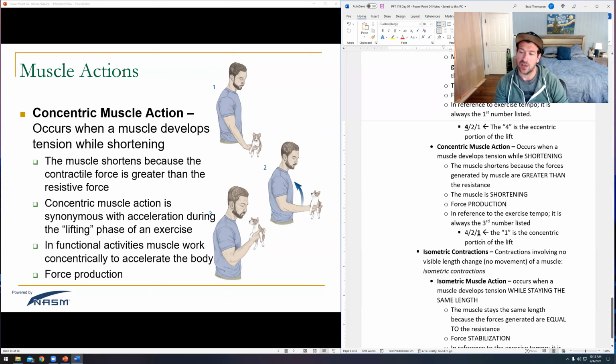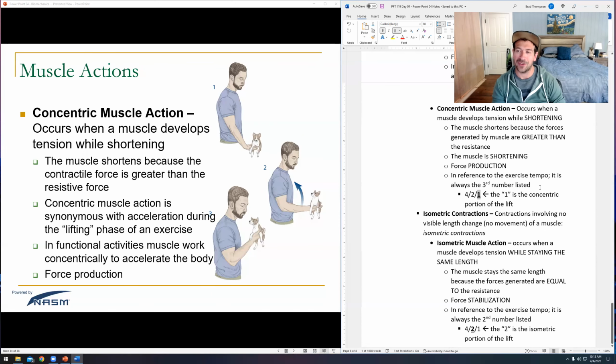So this is always our 3rd number whenever we're listing this, because they need to be on opposite sides of things, concentric and eccentric. So the 1, in a 4-2-1 tempo, this would be the shortening position. This would be the lifting action, right? So again, in my shoulder press example, if I was eccentrically slowly down, right, if concentric was a 1, I would go fast. I'd produce force, right? And then lastly, we've got isometric.